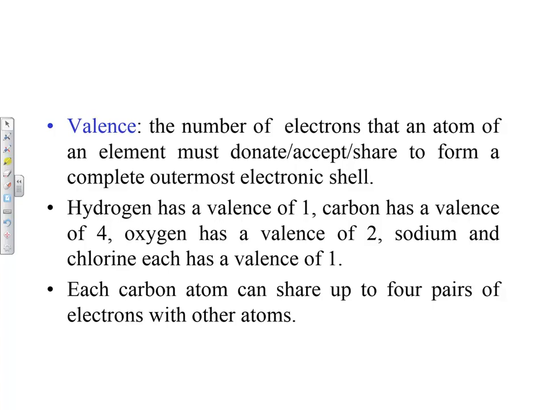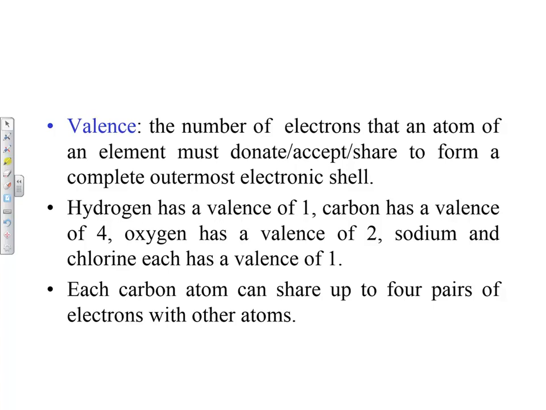So based on this definition, we can say that hydrogen has a valency of 1, because hydrogen shares 1 electron with another hydrogen atom to produce the hydrogen molecule. Carbon has a valency of 4, because it can share up to 4 electrons. Oxygen has a valency of 2, because it shares 2 electrons, let's say, with 2 hydrogen atoms to form water.